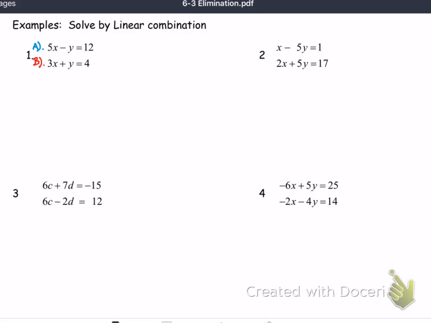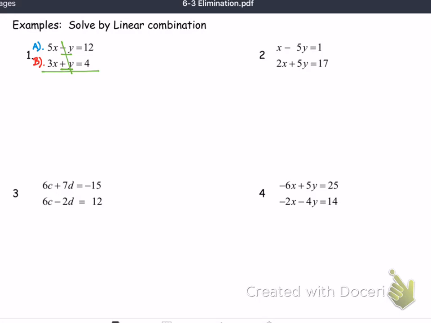Now we'll probably see that in a few other examples, but if you notice the up and down, what we're doing is an up and down problem. Okay, so we're looking at the 12 and the 4 for the c's, we're looking at the minus y and the plus y, and we're looking at the 5x and the 3x. If we look at the up and down, you'll notice that the minus y and the plus y are opposites of each other. And if you add these going up and down, negative y plus y would cancel out. That's good. Our goal is to cancel one of the variables out.